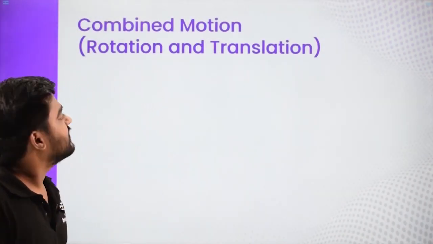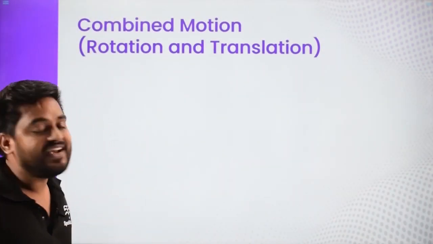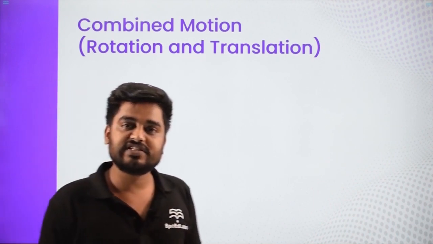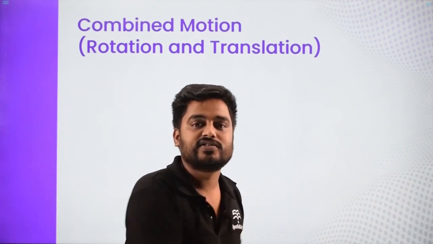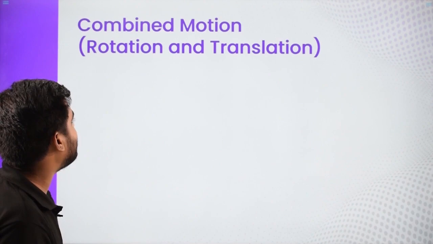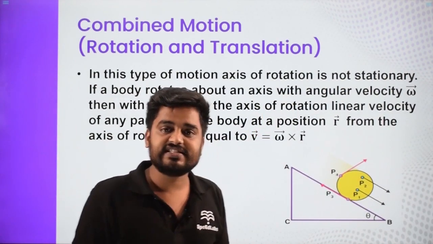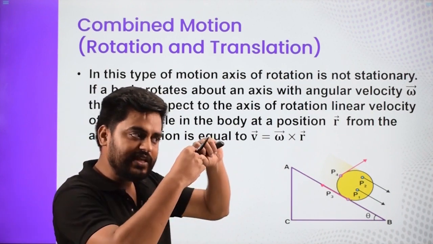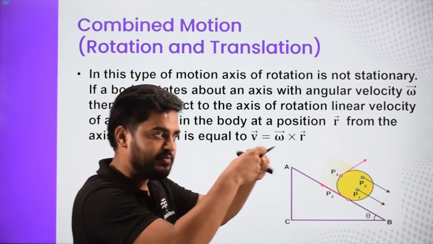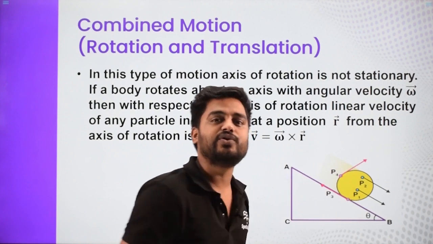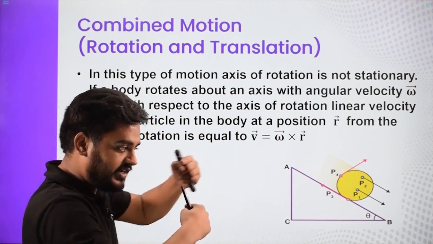Let us discuss the combined motion, rotational and translation. So an object which is rotating as well as translating, we are going to talk about the motion of that object. In this type of motion, till now the object was only rotating, but now it will rotate as well as move. So this is the motion which is going to happen. It is going to rotate, it is going to translate.